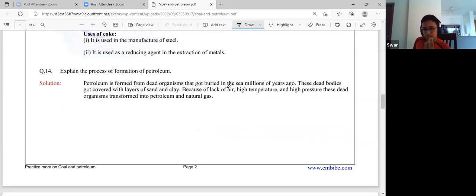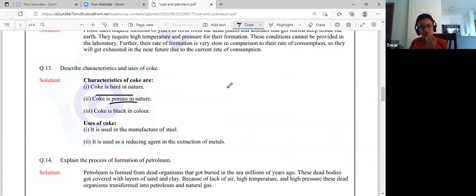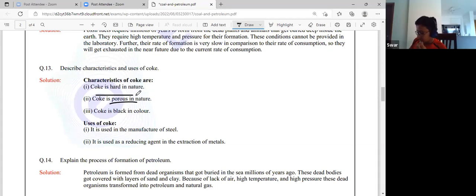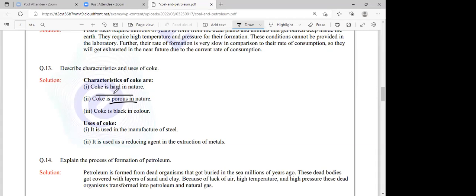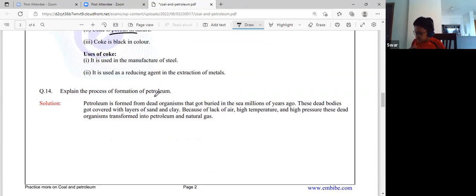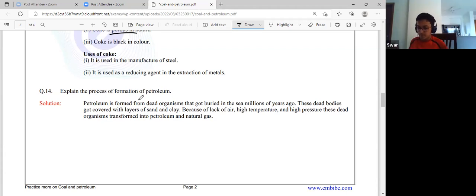Ma'am, the properties which you made me write are different. You wrote that it is a solid, tough, porous, and black form of coal. See what they have done: tough means hard, porous, black. That's it. And the uses are the same, right? It is used in the extraction of metals. It is used in the manufacturing of steel. Yes, same. Now the formation, wait, I just marked it. Okay. Answer second.